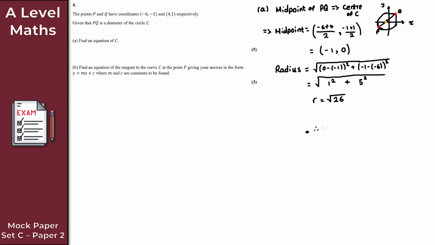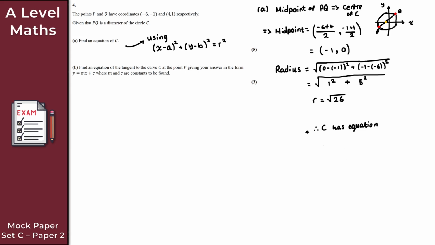So therefore, C has equation... So what I'm going to do here is use (x minus a) all squared plus (y minus b) all squared is equal to r squared. Okay, let's just make a note here. So using this (x minus a) all squared plus (y minus b) all squared is equal to r squared.